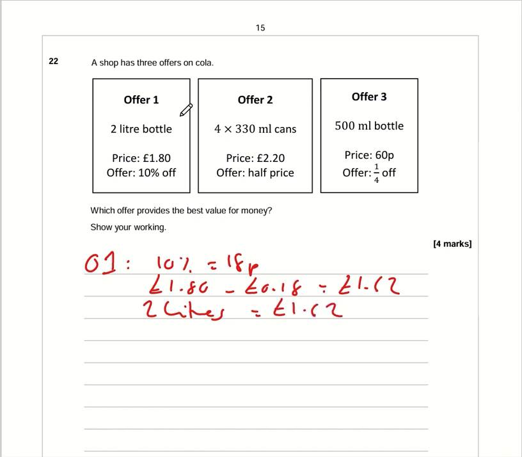What I'm going to do is work out what it is per litre for each offer. So 1 litre is going to be half of that, £1.62 divided by 2, so that is 0.81. I'll just maybe write here 0.81 per litre.